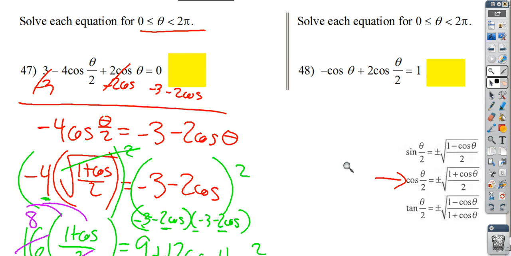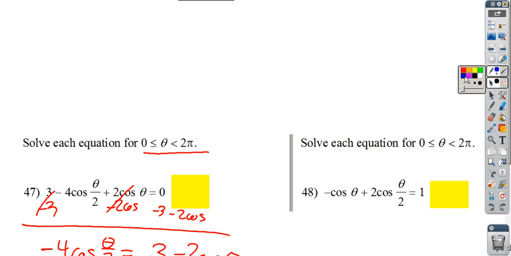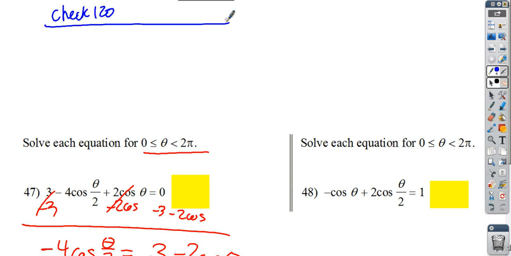Oh, you know what? Actually, I shouldn't say two solutions. We need to check. So let's check 120 and let's check 240 because we might not have two solutions. We might have one. So we'll check 120 here, and we'll check 240 right here.